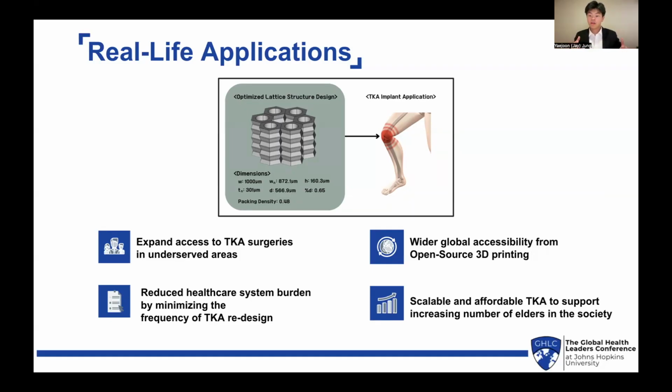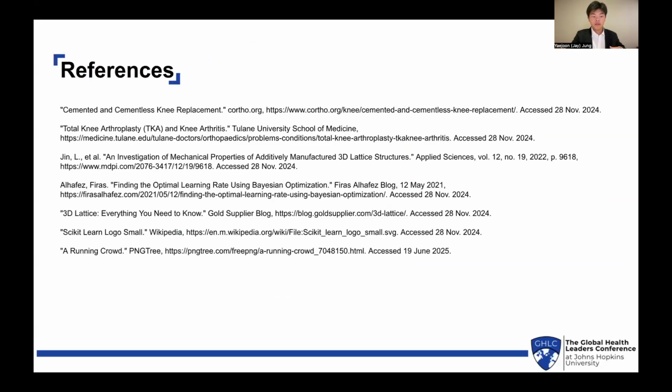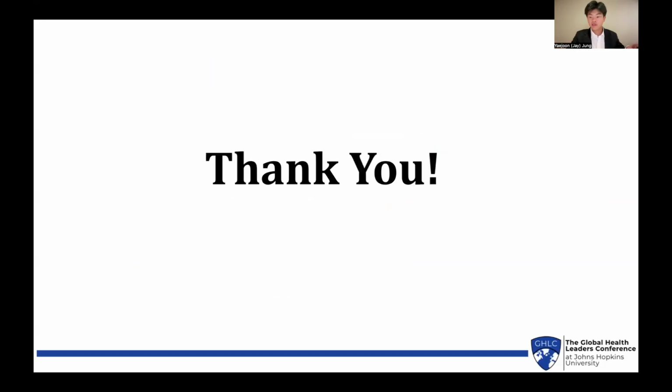So what this means is that people not from metropolitan cities, people in rural areas can also access this TKA implant, regardless of their geographical location. Last but not least, scalable and affordable TKA to support increasing numbers of elders in society is really important. So that is also a crucial benefit. For elders, maintaining connections, movement, and going places they want are crucial for their physical and mental well-being. Through this research, I hope to maintain that and make sure that the rest of their lives are also happy and flourishing. Here are the references, acknowledgements, and thank you for listening to my presentation.